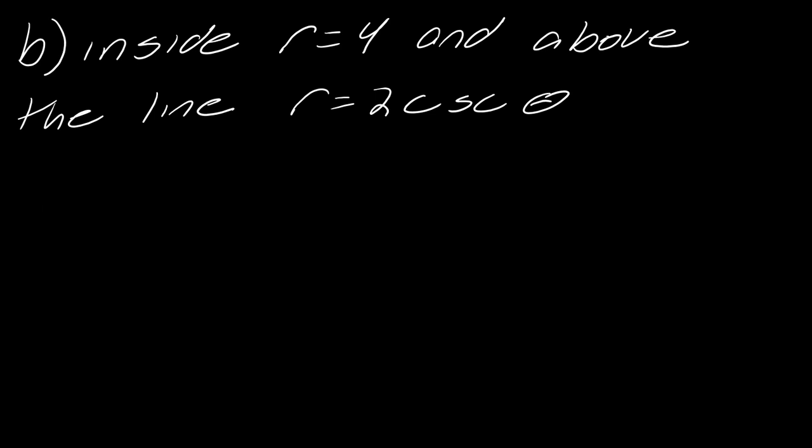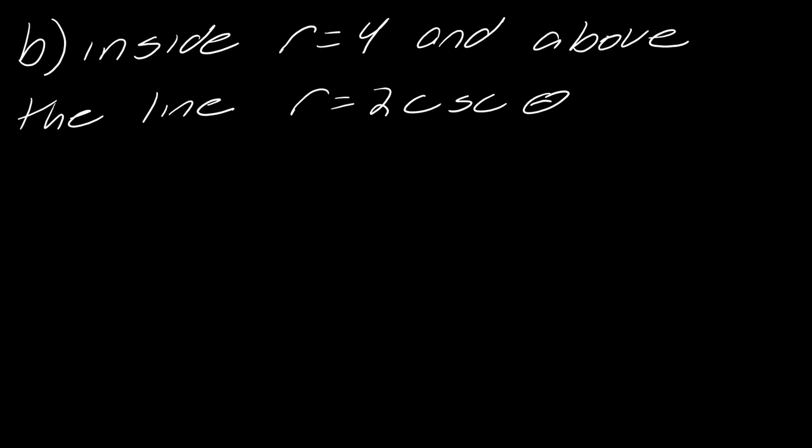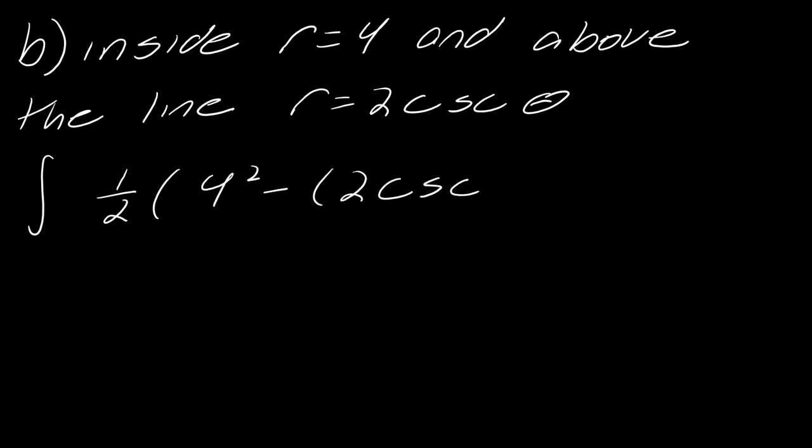So it's giving you that relationship. Anyways, here's the formula that I need to use, and we just plug everything in again. To start by setting this up, I've got 1/2 times 4 squared minus 2 cosecant theta squared d theta. Now, the tricky part is that I don't have my limits of integration here.